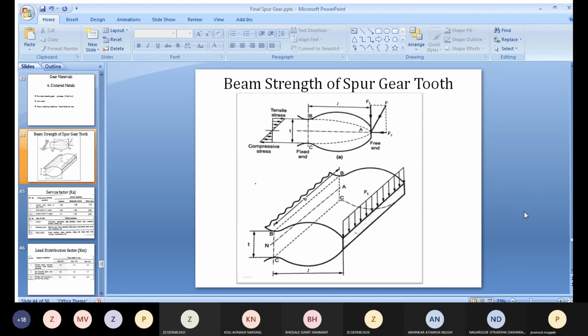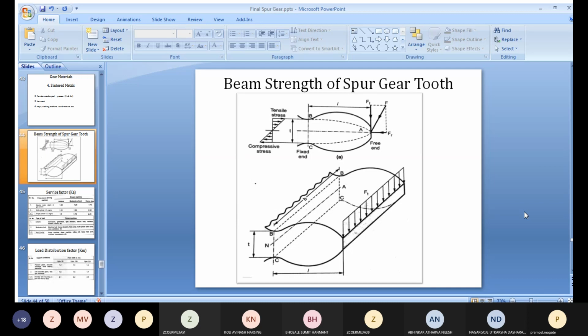So next heading, assumptions. What are the assumptions for beam strength? Why are we making these assumptions? Because assumptions help in finding the approximate outcome. So write down assumptions. Lewis has made some assumptions. First, write down.